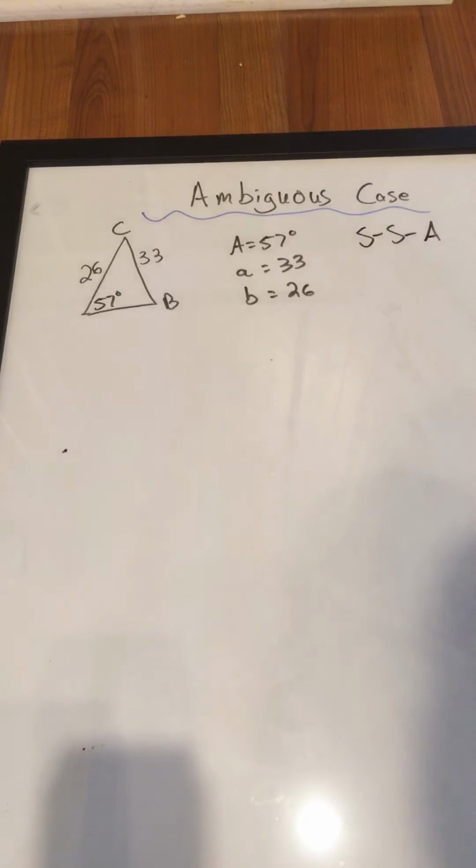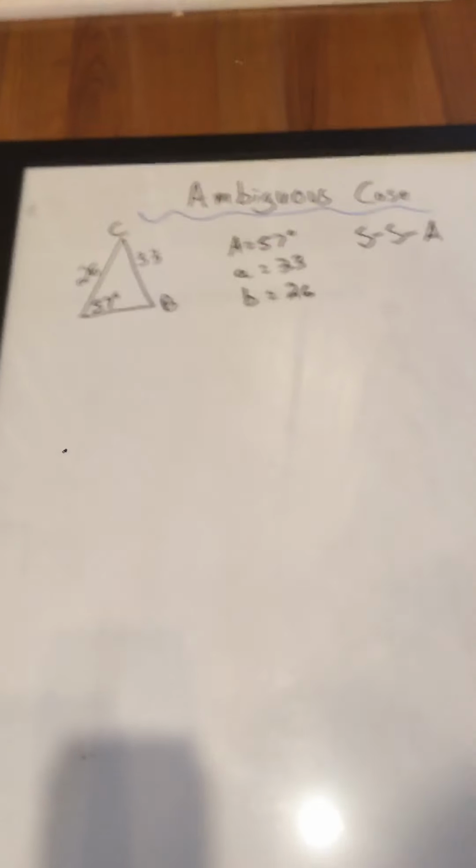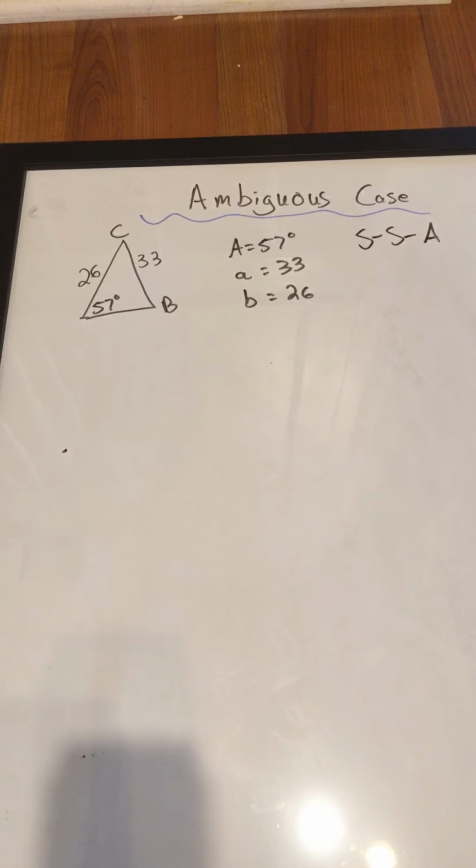Let's get into it. Given this problem, I have angle A is 57, side a is 33, and side b is 26. This is just a generic drawing. I always draw my triangles like this, and probably most of you do the same. It does not necessarily mean that angle B or angle C cannot be obtuse. In this example they will be acute angles, but don't get in the habit of thinking, I drew it acute, so it has to be acute. That would be a very easy misconception to make.